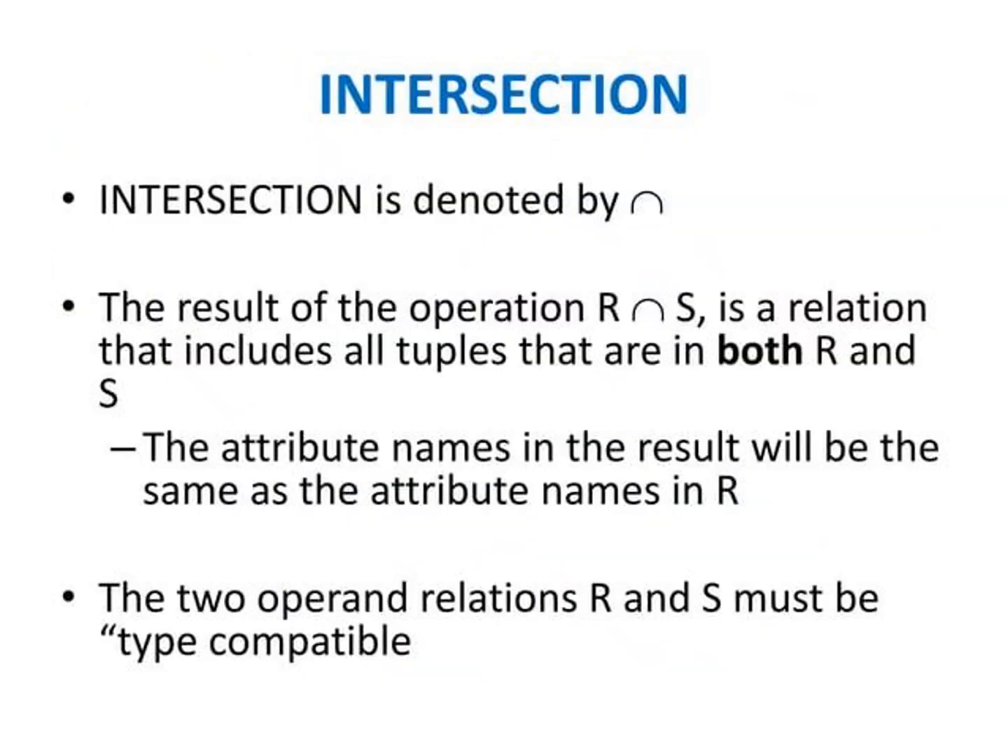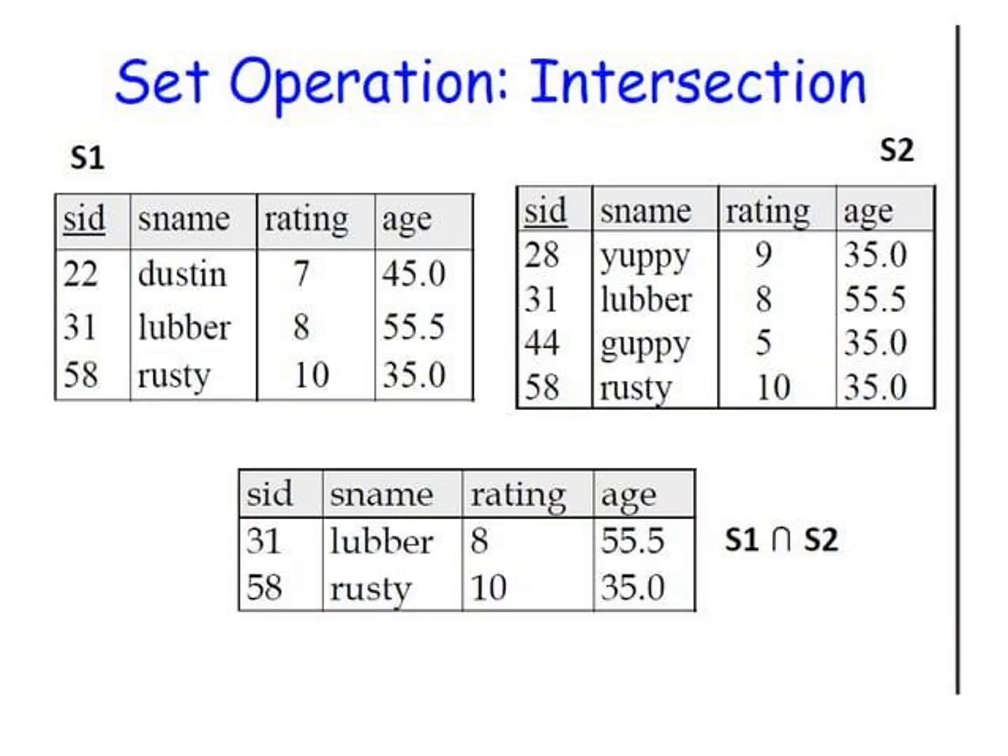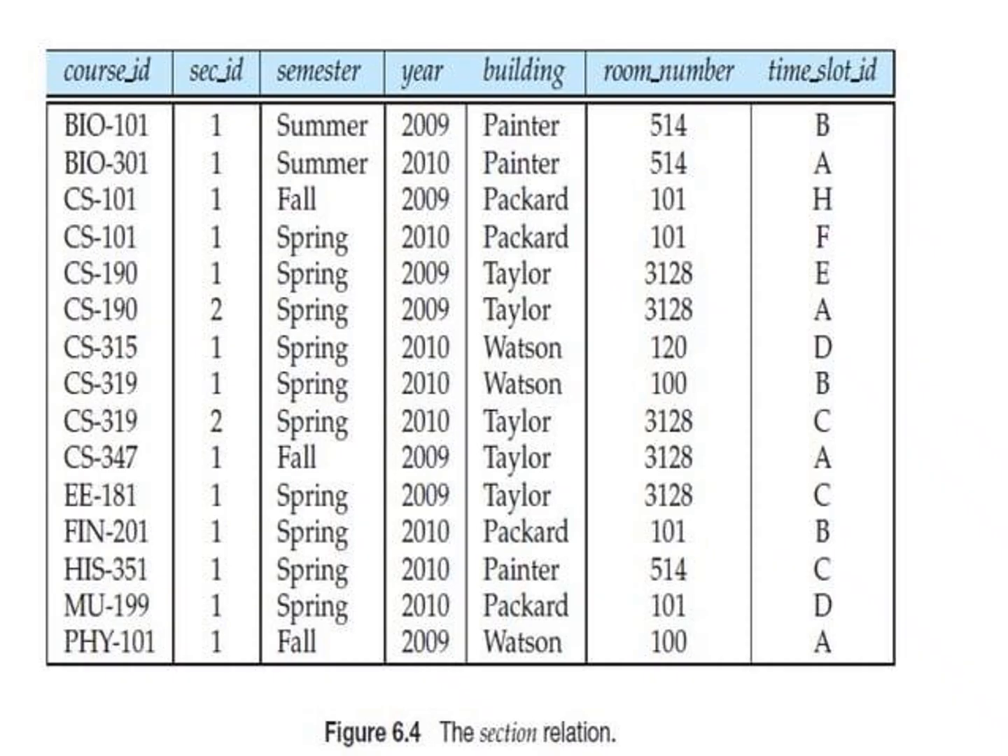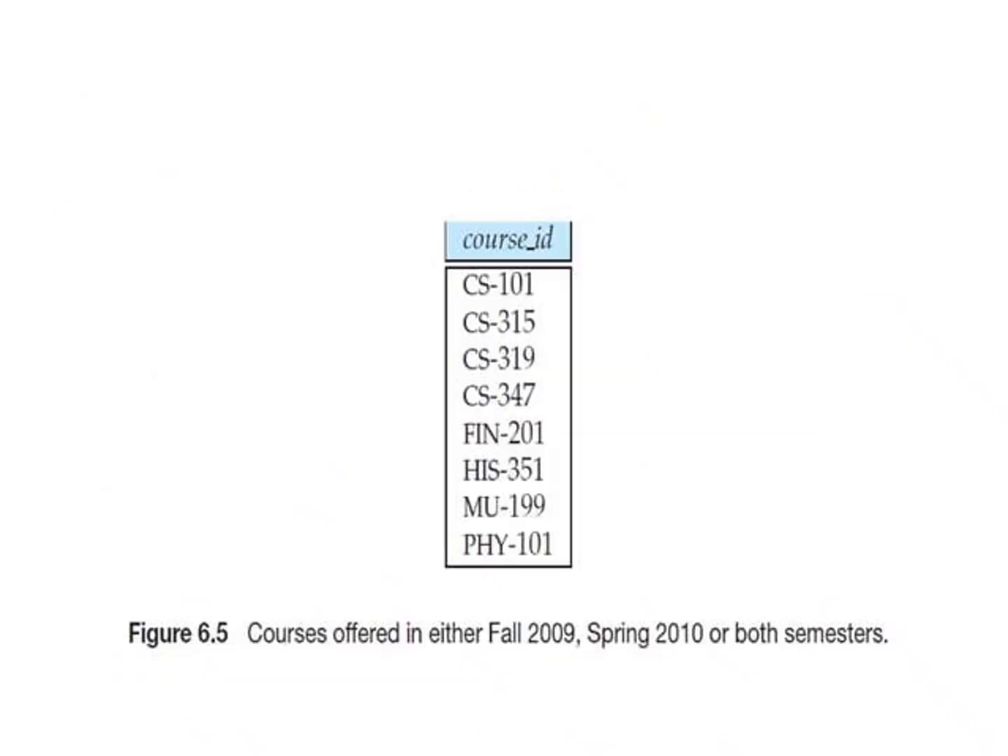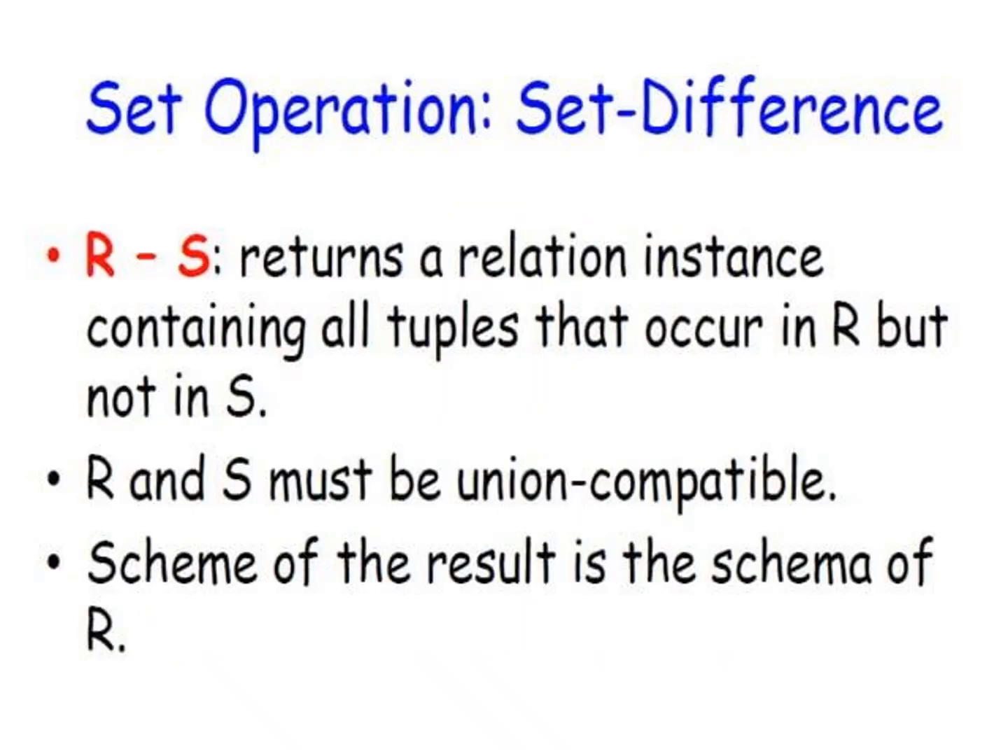Intersection is denoted by the inverted U. The result of the operation R intersection S is a relation that includes all the tuples that are in both R and S. It should be in R and it should be in S. The two operand relations R and S must be type compatible. Here Lubber and Rusty are the same and included in both S1 and S2, so S1 intersection S2 contains only SIDs 31 and 58. This is one example, and we can use projection and selection operations on the particular table.